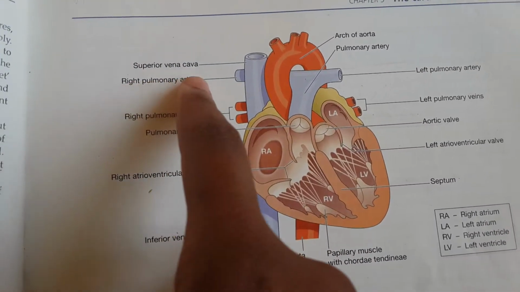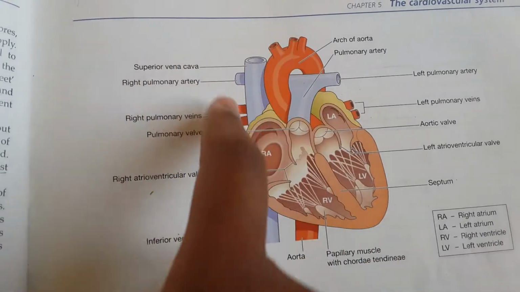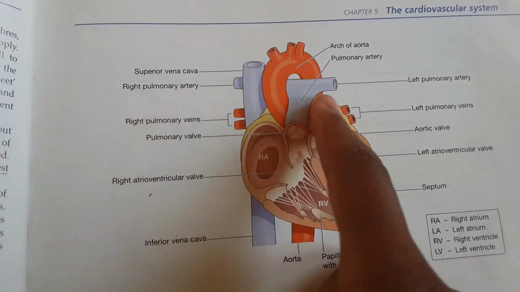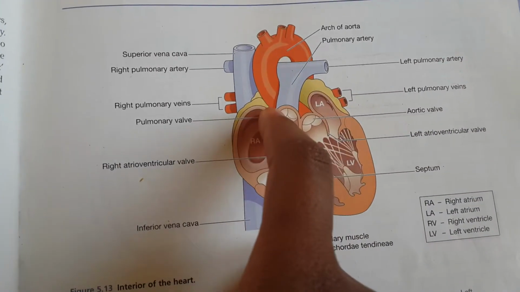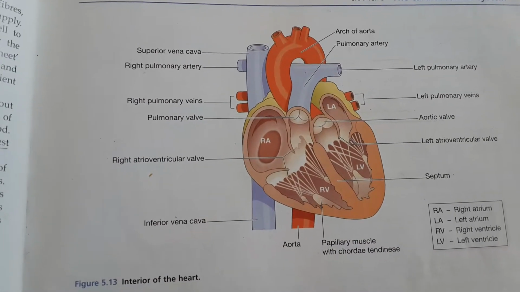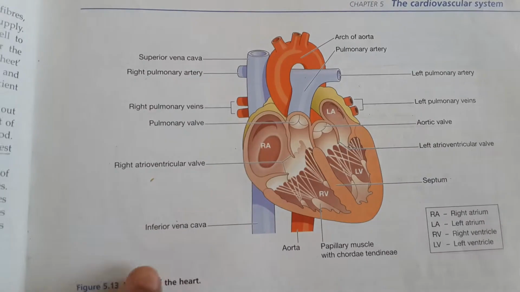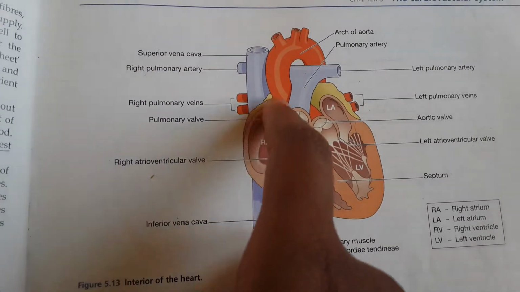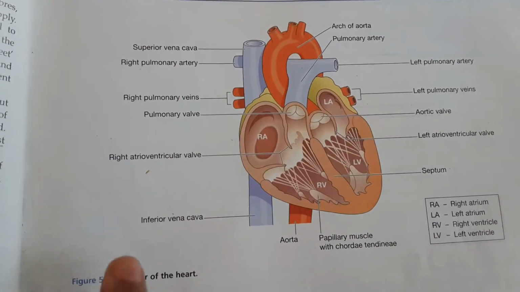pulmonary artery. Here, as you can see, towards the pulmonary artery, and through there the blood will move towards the right pulmonary artery and the left pulmonary artery. So from there, the blood will go to the lungs, where the blood will be oxygenated, because the blood that comes back to the heart through the superior vena cava and inferior vena cava is deoxygenated. So it will pass through this pulmonary artery to go towards the lungs to be oxygenated.